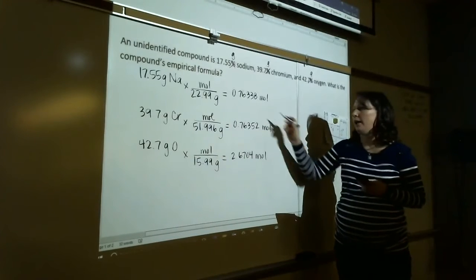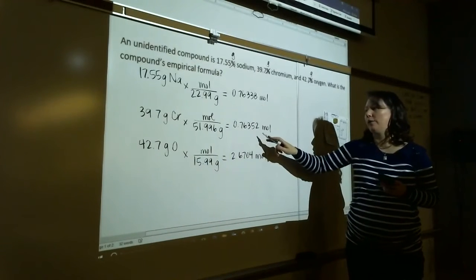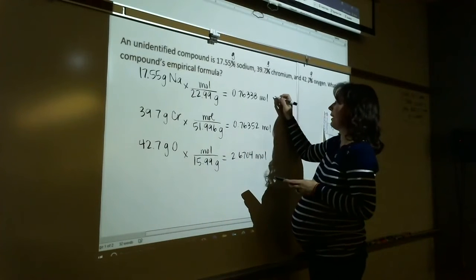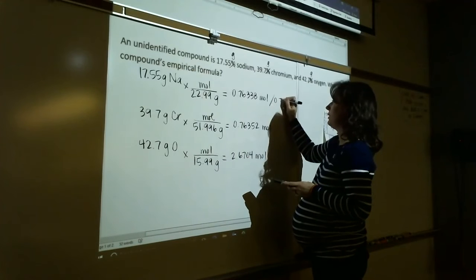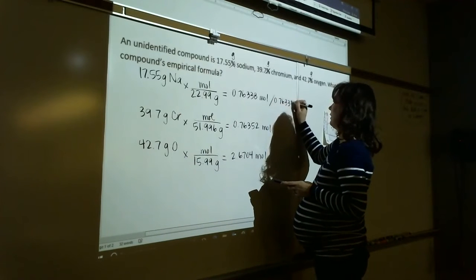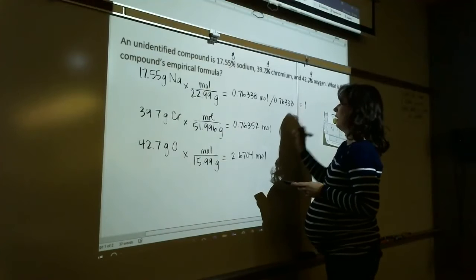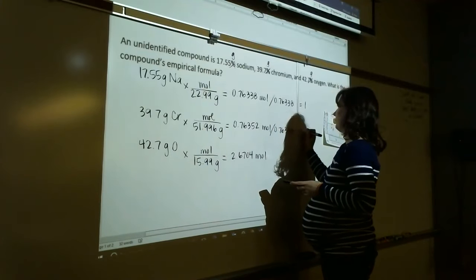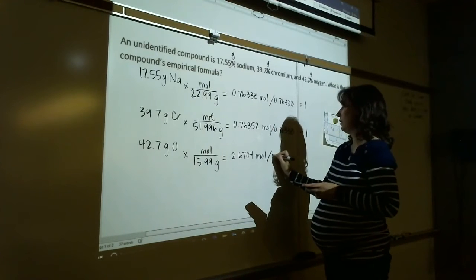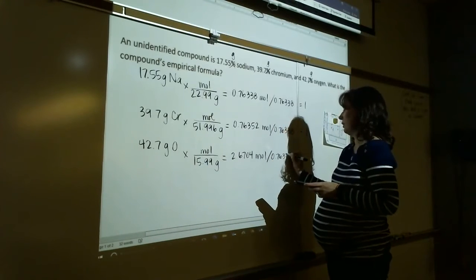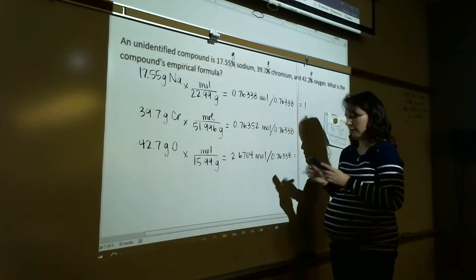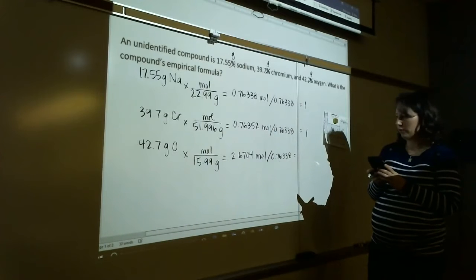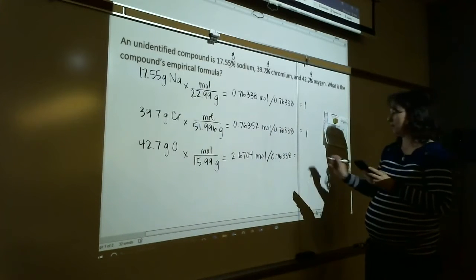Depending on how many decimal places you carried out, you may not even have noticed the difference between those two. So we divide everybody by the smallest number, 0.76338. So that's going to be 1. That's going to be 1. And that gives us 3.5.